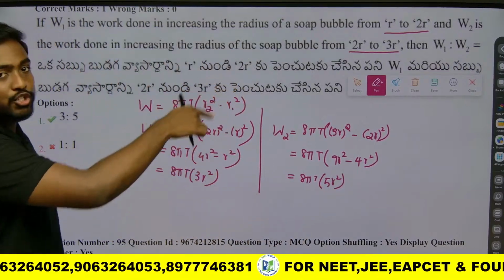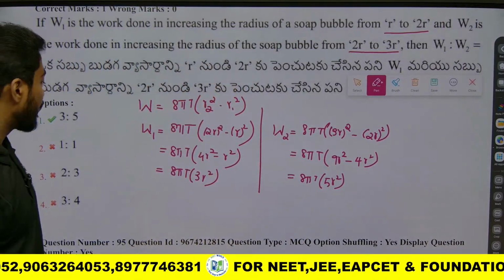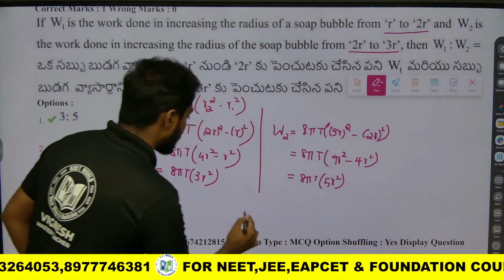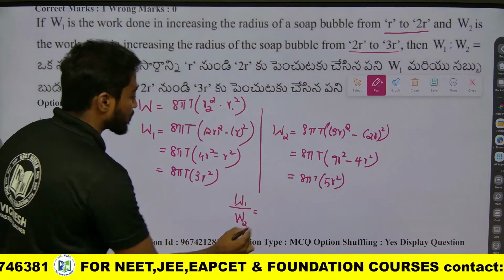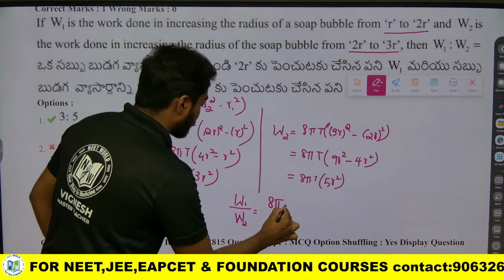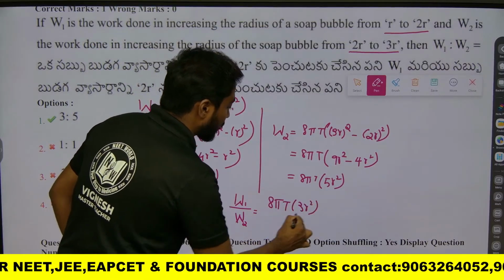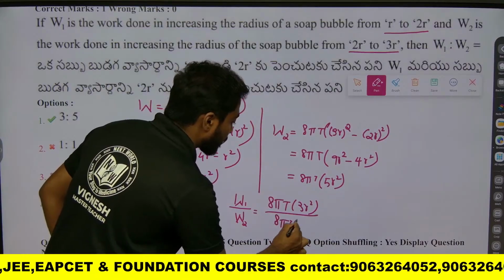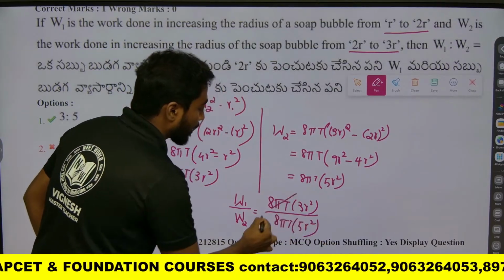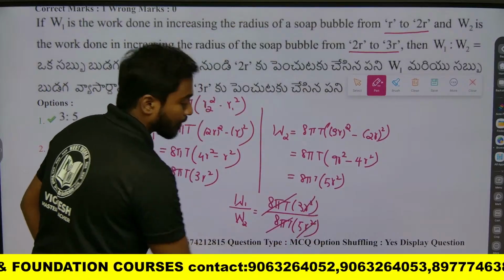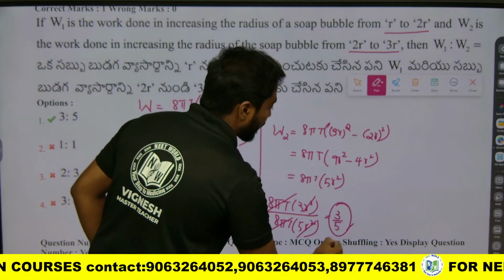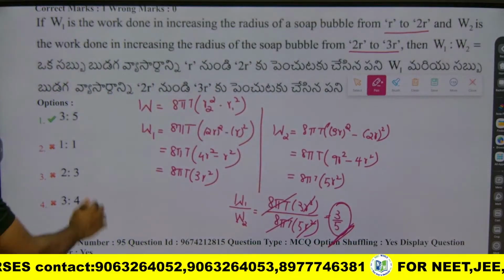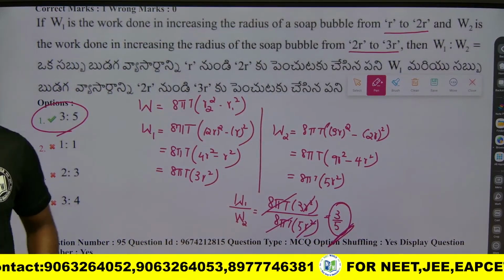I need the ratio for W1 and W2, which is nothing but W1 by W2, which is equal to 8 pi T into 3R square divided by 8 pi T into 5R square. So 8 pi T cancels, R square will be cancelled. So 3 by 5 is the final answer for this question. Yes, 3 by 5 is the answer.